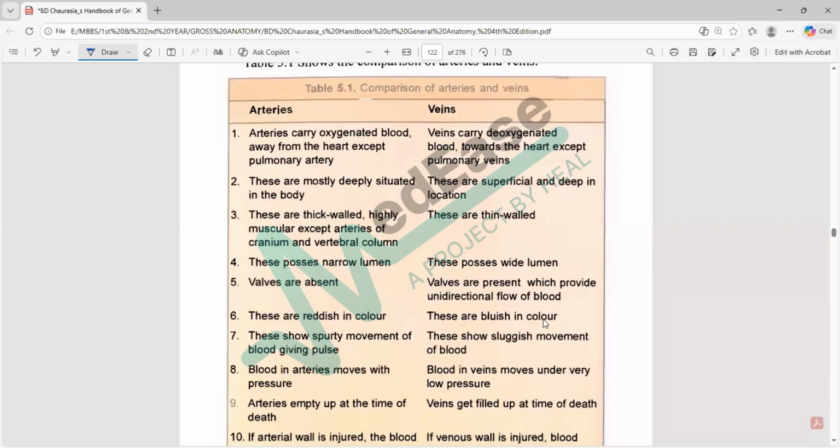Now, this is the common table of comparison of the arteries and veins. If you want, you can pause the lecture and view it again, but we have discussed it already. One thing we need to remember: the arteries are usually reddish in color because they carry oxygenated hemoglobin, which is Hb4O2. But the veins are bluish in color because they carry either plain hemoglobin or the carbon dioxide containing hemoglobin. The rest we have already discussed.